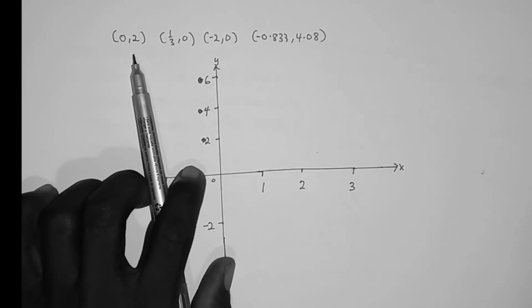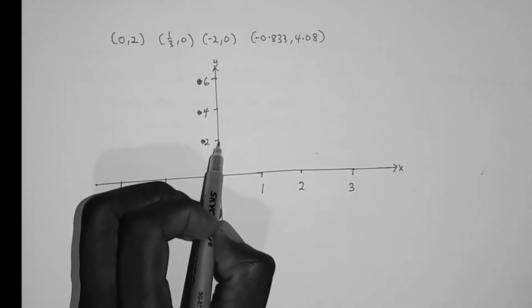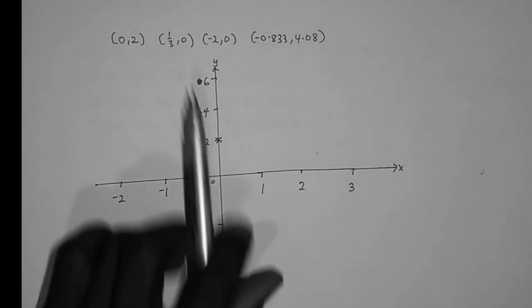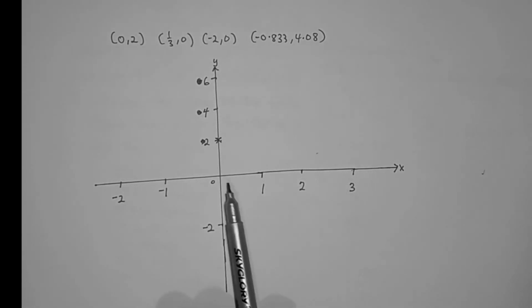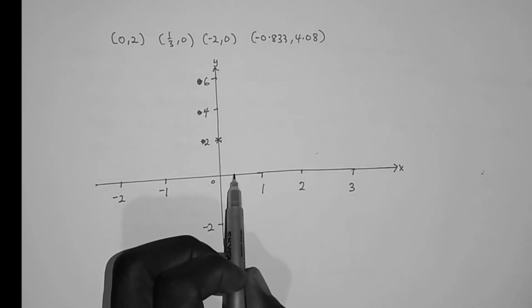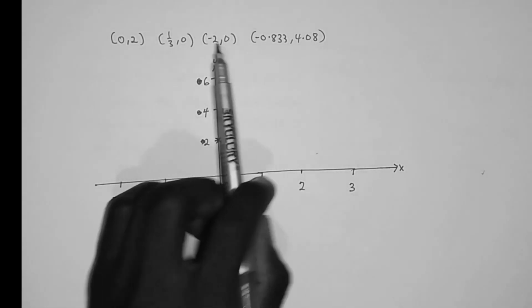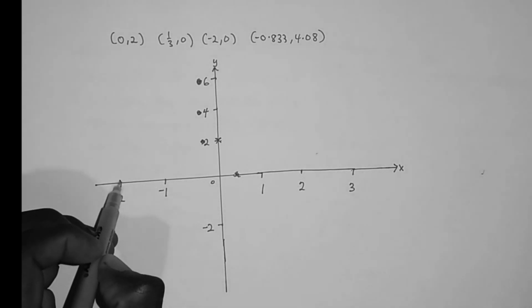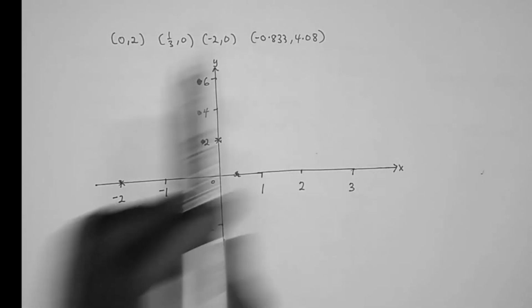So we have the point (0, 2). So this is 0, 0 on the x-axis, and then 2 on the y-axis. Then we have the point (1/3, 0). So 1/3 is somewhere around 0.33, which is less than 1. So 0.33 is somewhere here, and 0. And then the other x-intercept is minus 2, 0. Minus 2 is here.